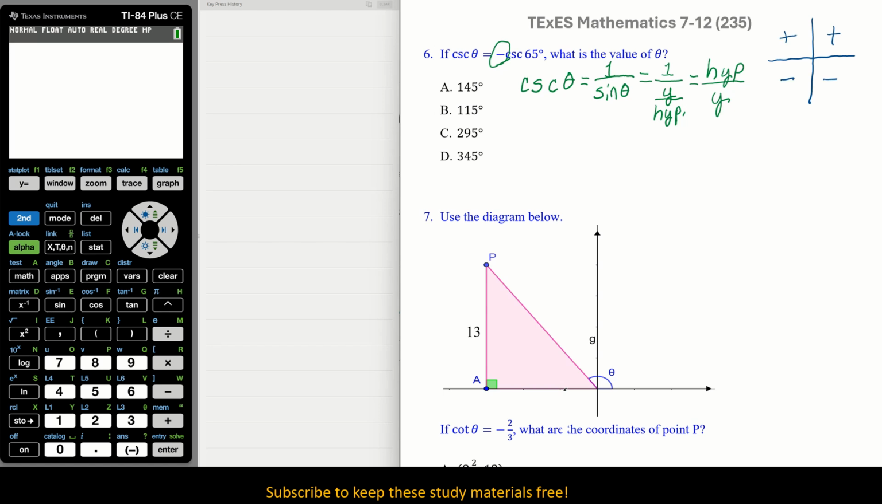So this means we have two options. We either have 180 plus the 65, or we have the 360 minus the 65. So we just put those in the calculator and see which one we have. Okay. So what am I saying?